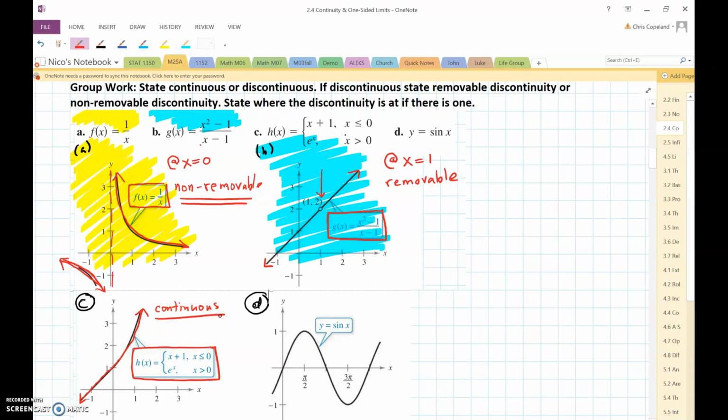Okay. And D, the sine function here. Well, we should know that the sine function is also continuous. There's no breaks.